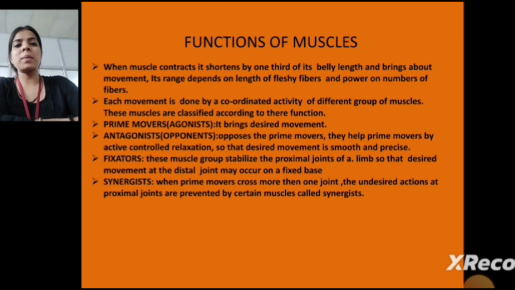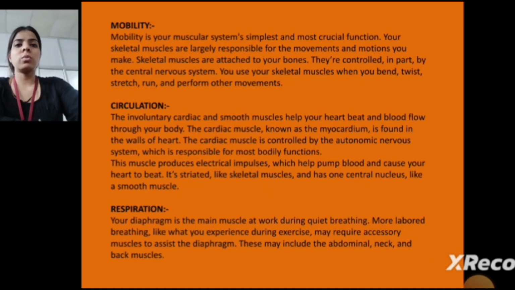Prime movers bring about the desired movement. Antagonists oppose the prime mover, and help the prime movers by active control and relaxation, so that the desired movement is smooth and precise. Then fixators: these muscle groups stabilize the proximal joint of a limb so that the desired movement at the distal joint may occur on a fixed base. Then synergists: when prime movers cross more than one joint, undesired action at the proximal joint is prevented by certain muscles called synergists.